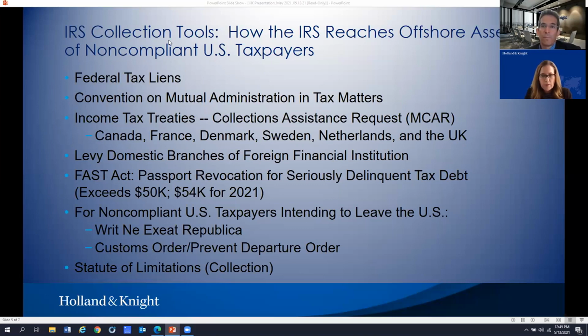There are some detailed procedures that the IRS has to follow in Code Section 6332 and the related regulations. But basically, the IRS can simply issue a levy notice to a US branch and have the ability ultimately to take possession of the funds in the foreign financial account.